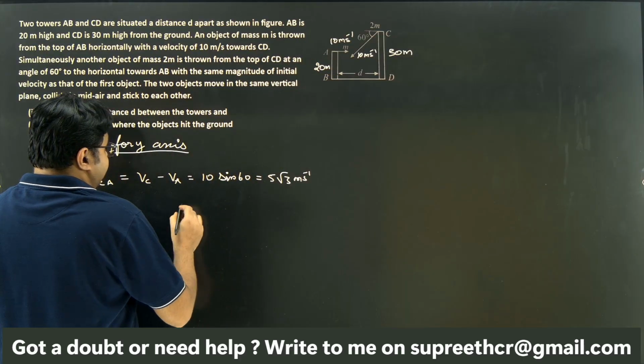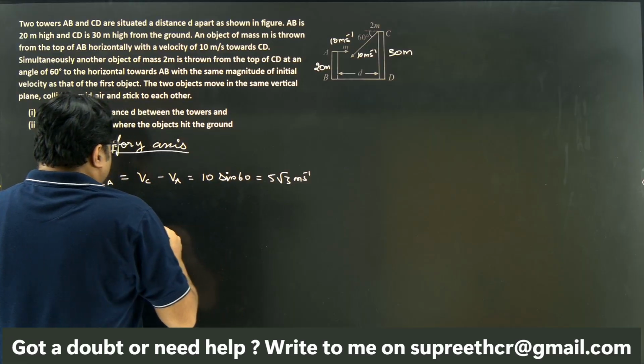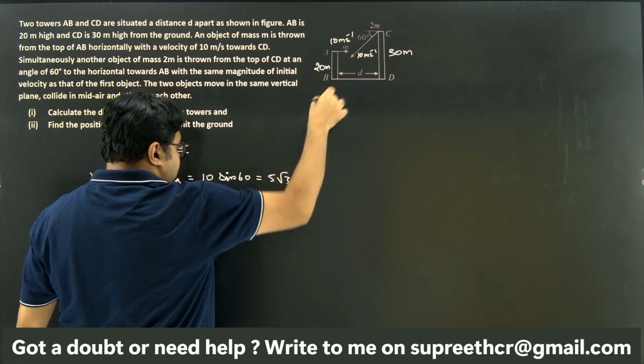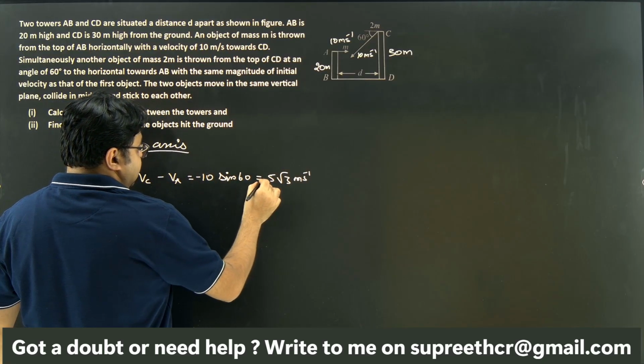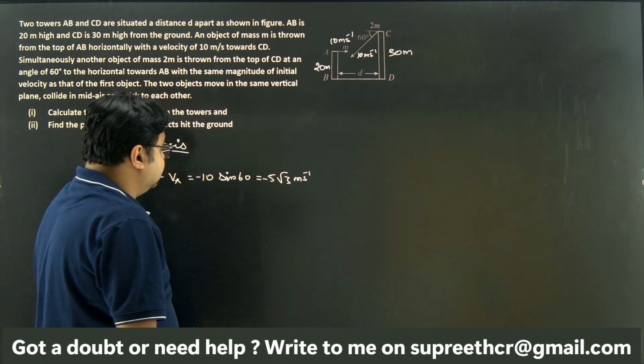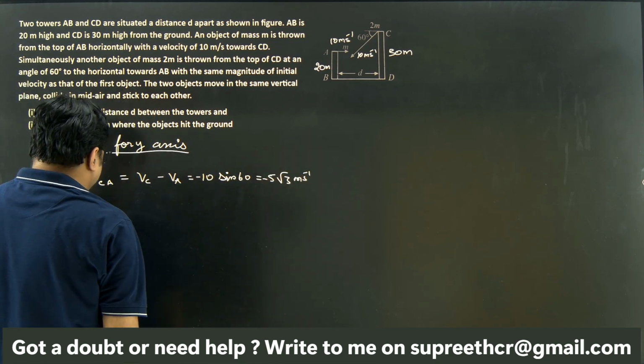Because it is downward, dear friends, I shall put a minus sign to this, because Vc is in the downward direction. Vc is negative. I have put that. Va is 0, so I have not bothered to write it. Minus 5 root 3 meter per second.